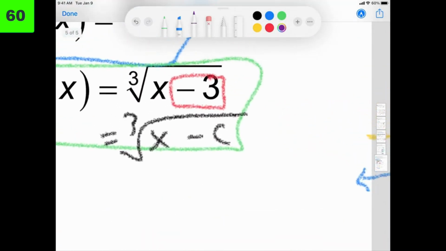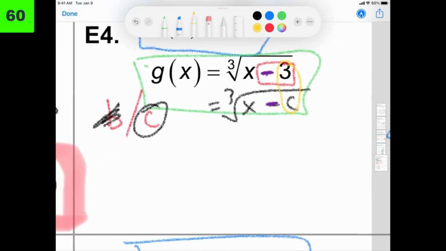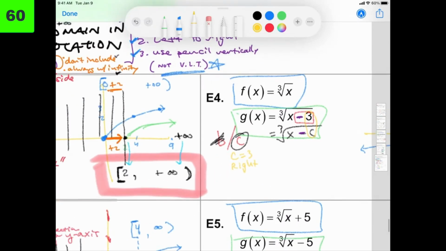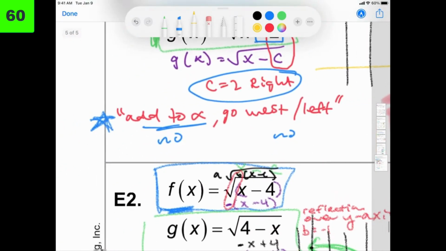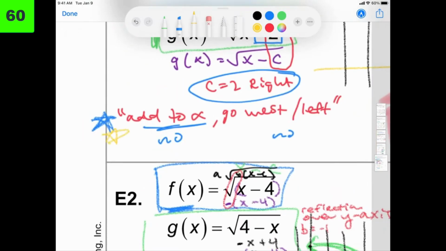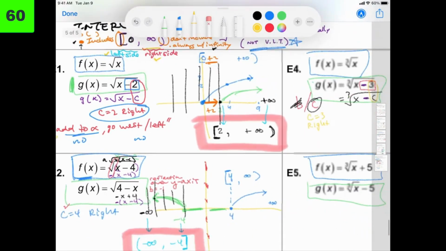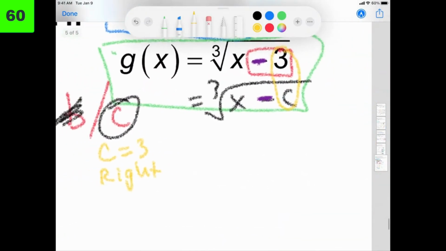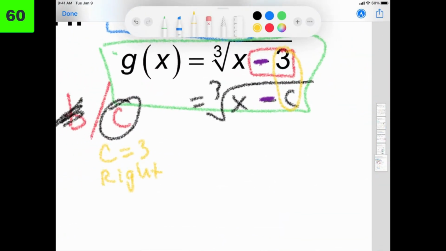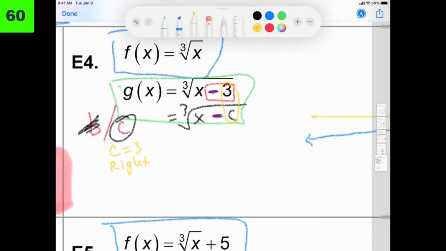Okay, I'm going to zoom in. If I can make it super clear, the subtraction sign must be there. So your C value is going to be a +3. C equals 3. Okay, if you look back at your notes, this is going towards the right, 3. Remember the silly phrase, add to x, go west. But are you adding here? That purple, is that adding? Are you going west or left? No, that means you're going to go right.